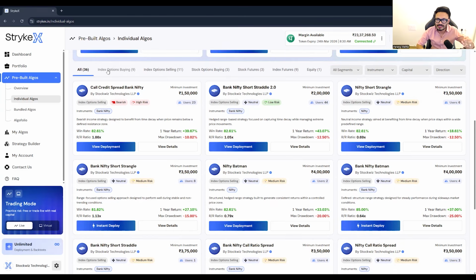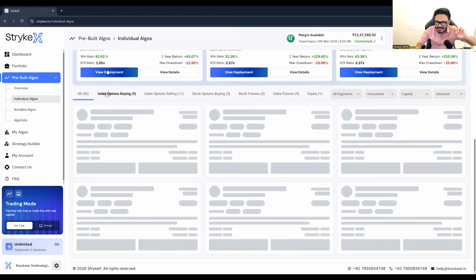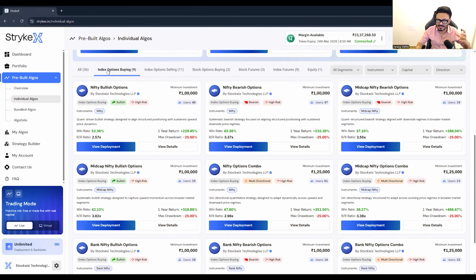But if you are a risk taker and if you are okay with risking 20% of your deployed capital at risk, go for index options buying. Now, why index options buying can have a 20-25% risk of total capital? It is because they can even give you a return of 80, 90, 100, maybe 120%, right? So higher the risk, higher the reward.